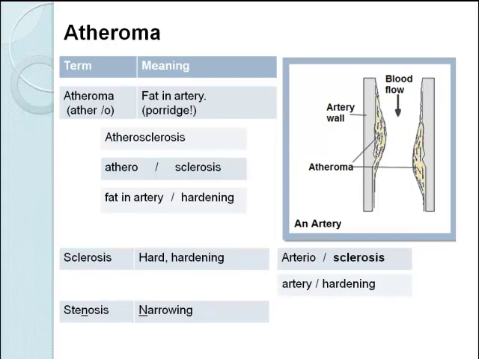A similar word is stenosis, with an N, stenosis. If you think N for narrowing, so you could have arteriostenosis, that would be narrowing of an artery. Narrowing of arteries, hardening of arteries, the build-up of these plaques and atheroma in the arteries can all lead to something called ischemic heart disease. Let's look at that next.